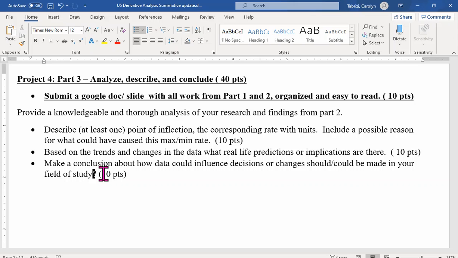Maximum 3 paragraphs, but a couple sentences each. Do not write me a novel. I don't want a novel. Maybe half a page. Maybe. Depends on how big your writing is.